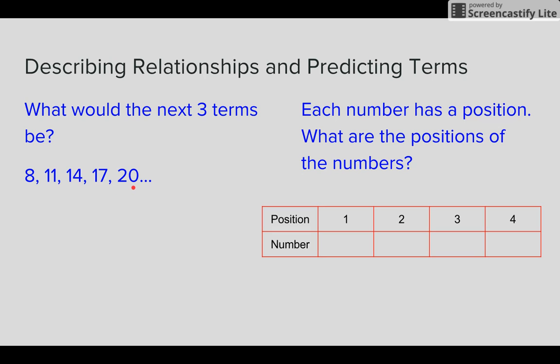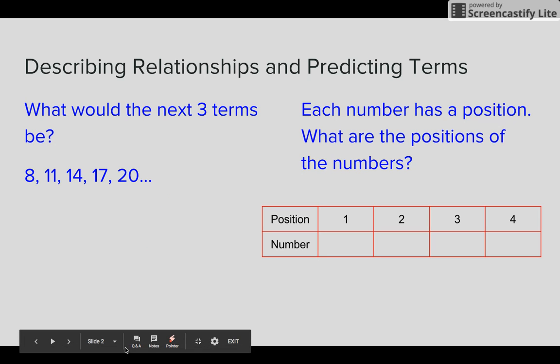After 20, I would add 3, and I'd get 23. From 23, I'd add 3 more, and I'd get 26. And from 26, I'd add 3 more and get 29. Now, that seems fairly easy, and it is.